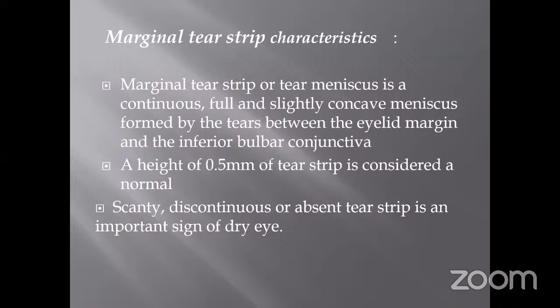Marginal tear strip assessment is actually very simple. We make the patient sit at the slit lamp and look for a concave meniscus, which is formed by the tears between the eyelid margin and the inferior bulbar conjunctiva. Normally, there will be a height of 0.5 mm of tear strip. That is considered normal. If there is any discontinuity in this tear strip, or an absence of the tear strip, it is again an important sign. This is what we do in routine clinical practice.